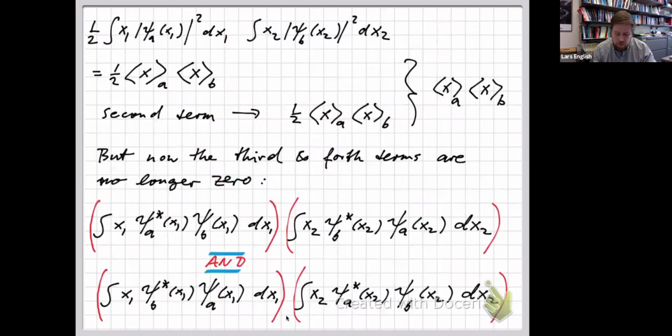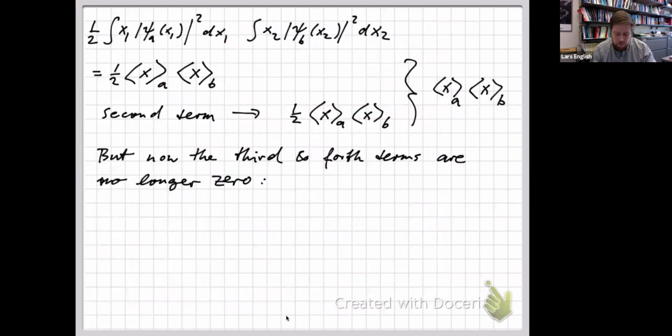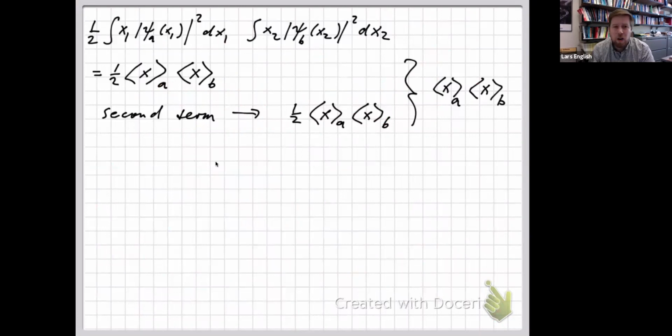And so, yeah, here we are. Okay, the second term will give me the same thing. And so again, if I add them up, I'm going to get the expectation value of x with respect to a times the expectation value of x with respect to b. No surprise there. Okay, but now what about the two cross terms? Before, they just vanished due to orthogonality of eigenfunctions. They just vanished, which was nice. We never had to deal with them, but now they won't vanish.